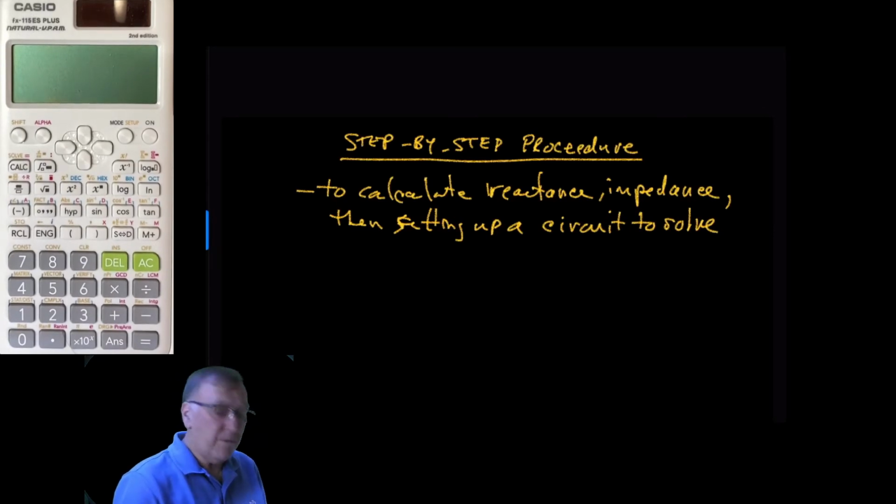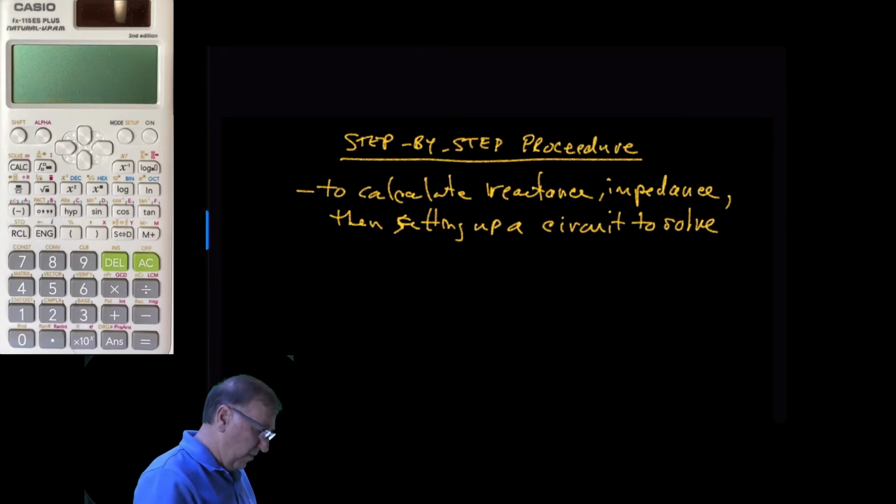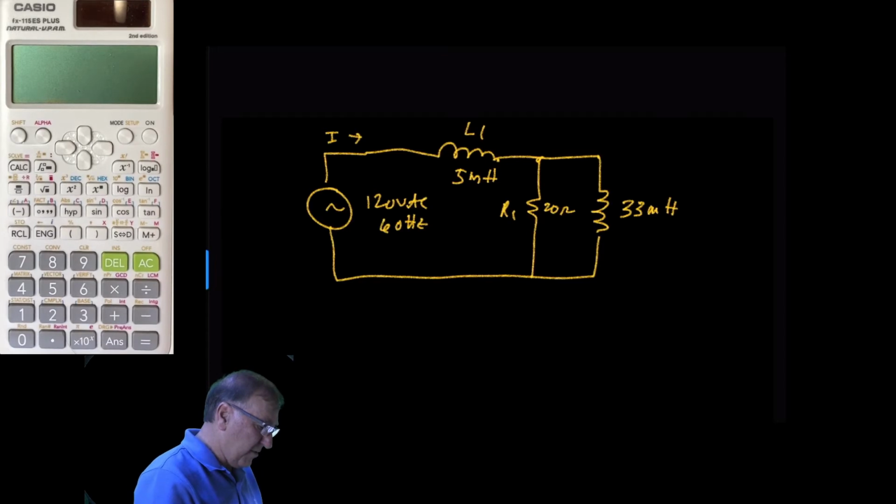So now I'd like to walk through a step-by-step procedure to calculate the reactance and impedance of a circuit and then set up the circuit to solve. I kind of look at this as a cookbook. If you follow this step by step, it'll set your problem up properly so that you'll get to the right answer. So let's start with a simple circuit. You've seen these before. We have a voltage source, an AC source, 60 hertz. In this case, we have 2 inductors, L1 and L2, and 1 resistor.